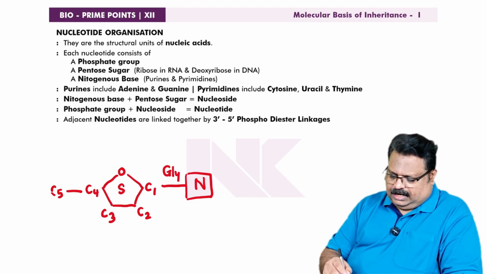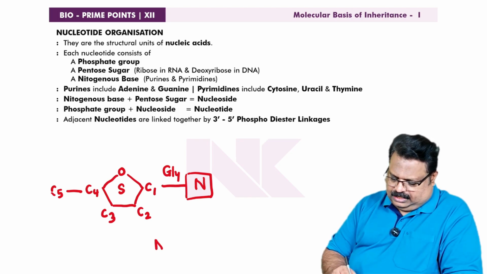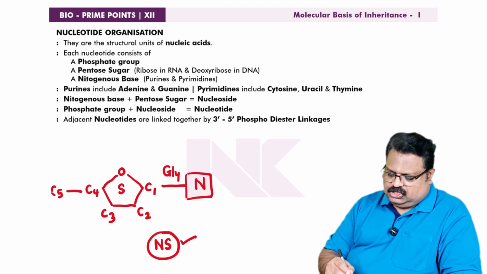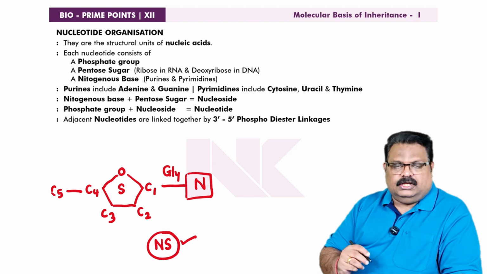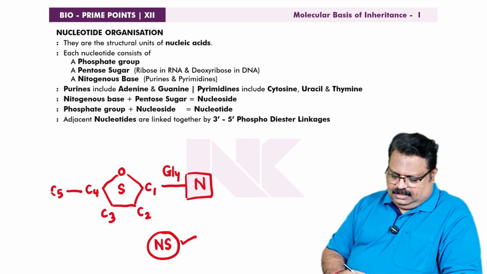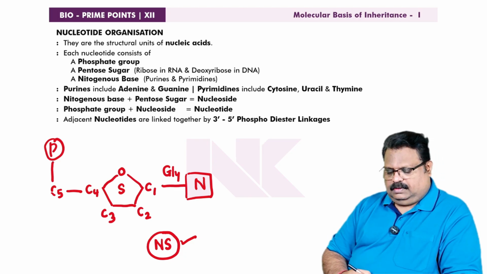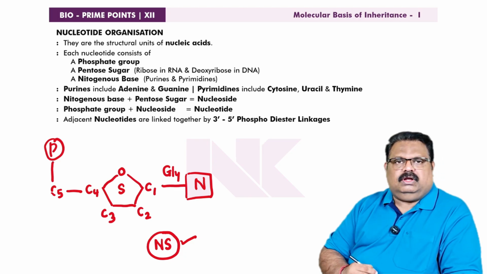The combination of nitrogen base and sugar is called a nucleoside. In short, we can write it as NS, N representing nitrogenous base, S representing sugar. Then, attached to the fifth carbon atom, a phosphate group may be linked. Now the nucleoside becomes a nucleotide.